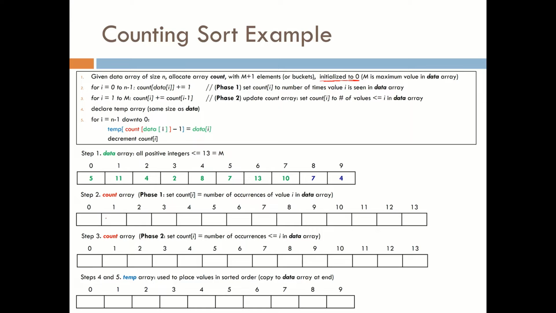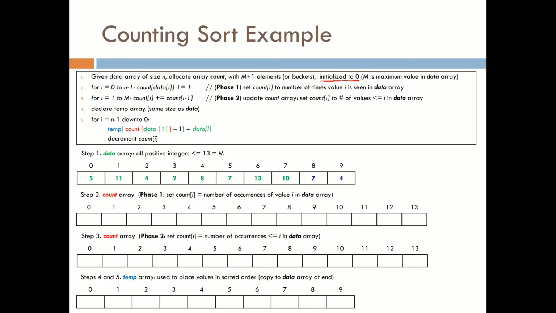So assume there are zeros, and I'm going to now execute step 2, which is to run through the array and to update. I'm going to run through the data array, and every time I find a particular value, I'm going to increment that index in my count array. So we're doing phase 1 of the count array.